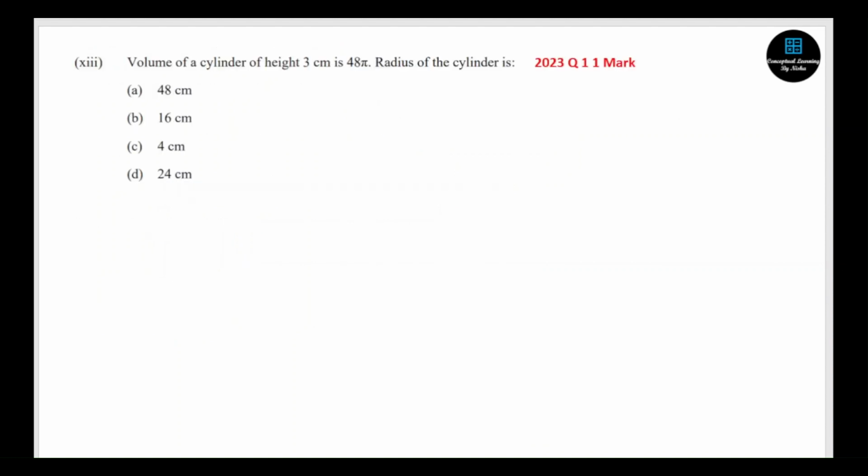Here is the question from the 2023 paper. The height is given and the volume is given in terms of pi, and you have to find the radius. The volume of the cylinder is pi r square h, and this volume is given as 48 pi. Now, don't substitute the value of pi now, because you can easily find the answer. To find the radius, r square times 3, and when I simplify this I get 16 equals r square, and r equals 4. So 4 centimeter is the radius. Very easy.